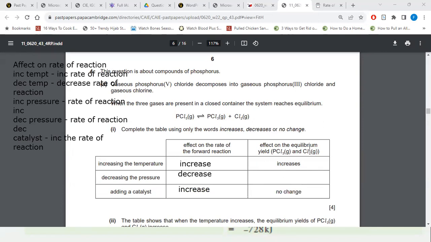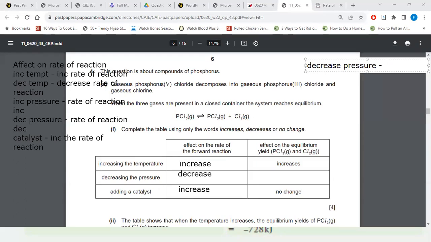So we don't have to worry about temperature, because they've already told us the answer. They're asking us about pressure. Let's figure it out. So they're decreasing the pressure. They're saying what will happen if we decrease the pressure. So if we decrease the pressure, where does the equilibrium go?